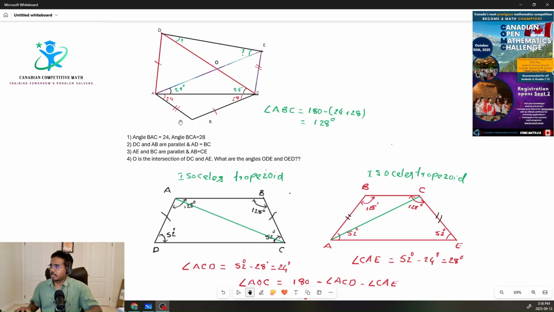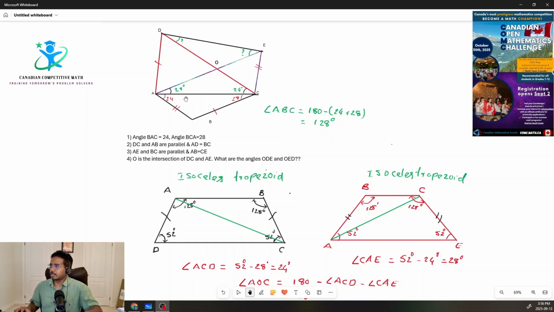Let us take triangle ABC. In triangle ABC, we have angle BAC and angle BCA. So angle ABC will be equal to 180 minus (24 plus 28). So angle ABC is 128 degrees.